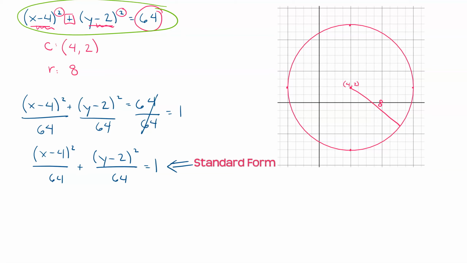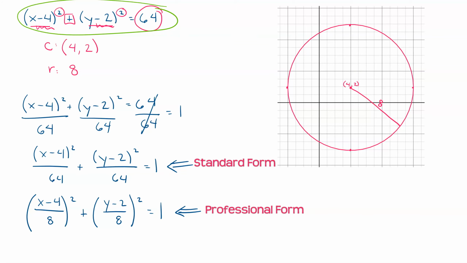Yet another form drops the parentheses all the way down so that both the top and bottom are being squared. So you have x minus 4 over 8 squared plus y minus 2 over 8 squared equals 1. And this form is what I've seen commonly referred to as professional form. As you can see with professional form, the center is still opposite, and the radius is the matching denominator terms. Professional form is the form that we're going to use most often.